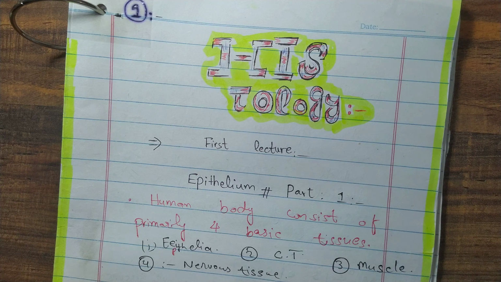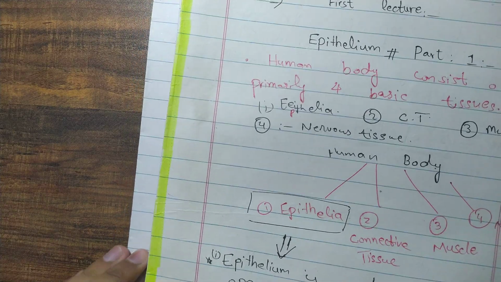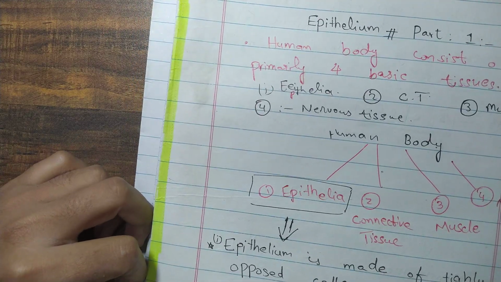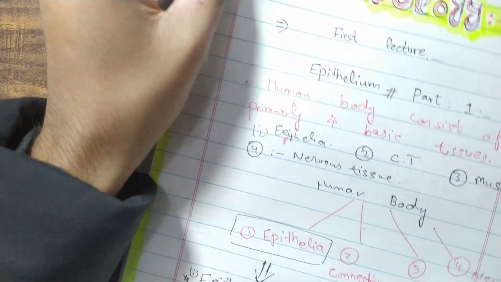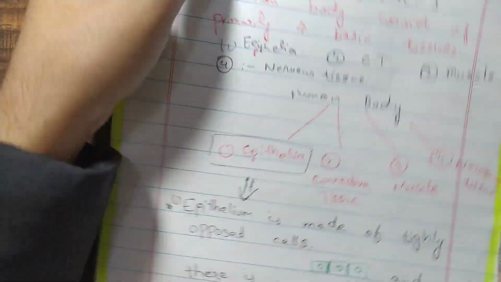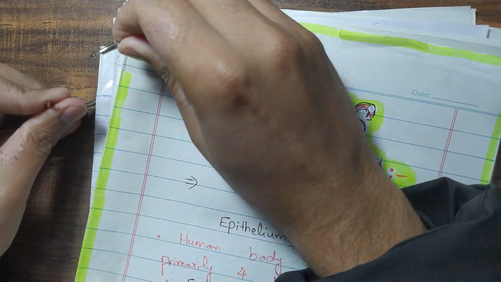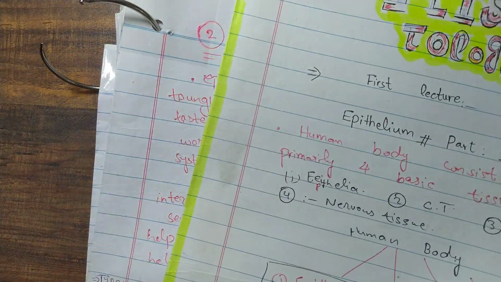How is epithelia made or formed? Epithelia is made of tightly opposed cells, and there is no vascular tissue between them. They are avascular. Okay.